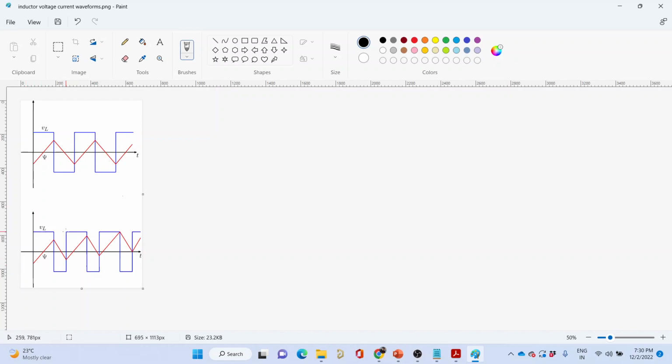Now, when I'm applying a plus V again in the next half cycle, it would actually go above what it was in the previous half cycle, right? This much, do you agree? Now, after every cycle, this flux will keep on building in the core of the inductor, correct? Do you agree with me?